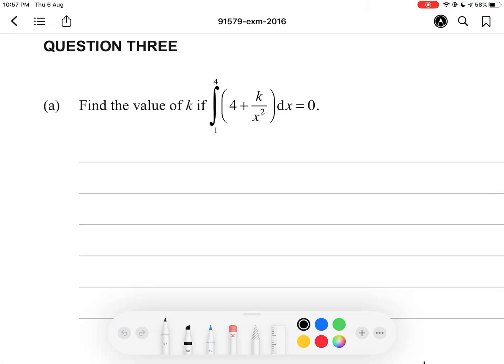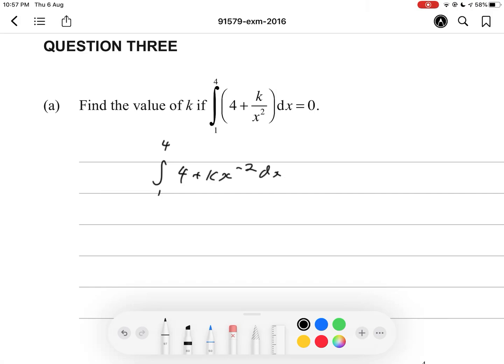So question A, find the value of k if the definite integral of 4 plus k over x squared dx between x equals 4 and x equals 1 equals 0. Alright, so first things first, we're going to integrate our function. So we're going to say integral from 4 to 1 of 4 plus k, we move the power to the numerator, so x to the power of negative 2 dx.